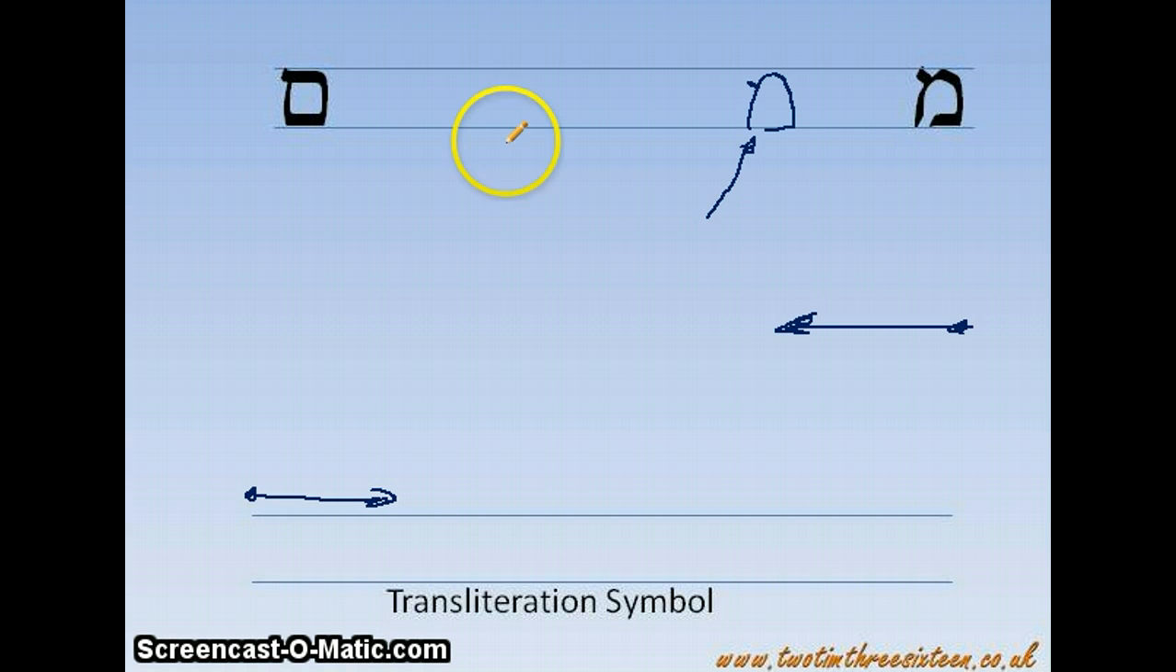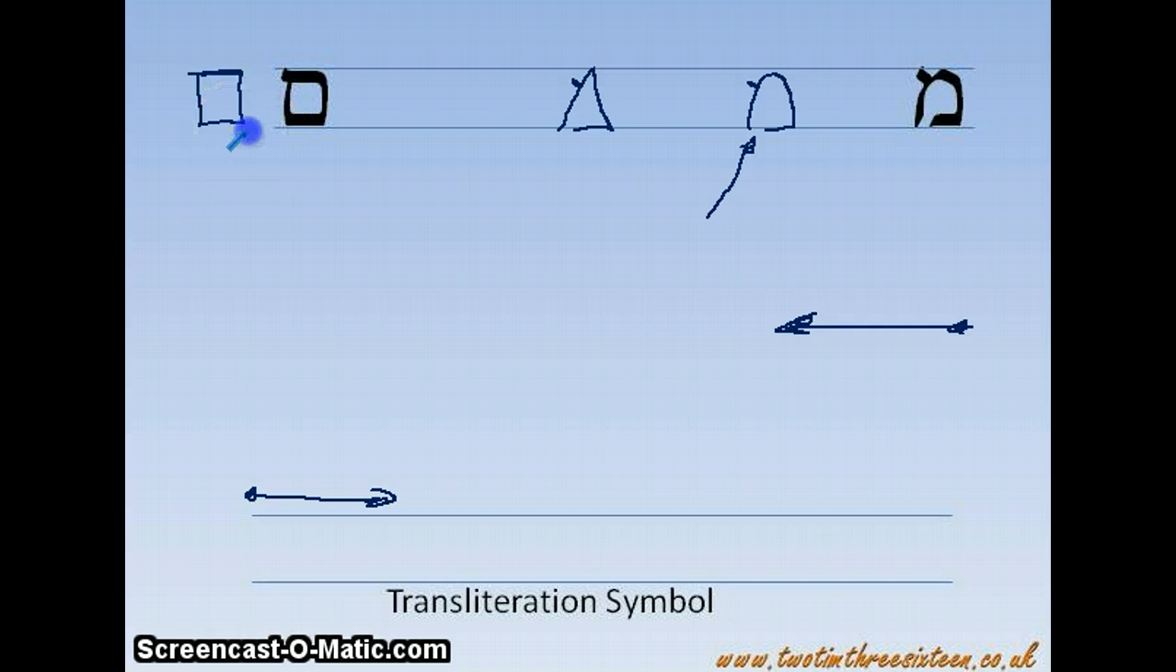Another way of drawing the Mem is going to be as a triangle, and many students find it easier to do it as a triangle, still leaving that gap there and still with a little cap on it there. Either way is acceptable. This is the Mem as it would appear at the beginning or in the middle of a word. And at the end, the final form is like this. Very, very similar. This time it's just going to be like a square with a little cap. That I think is the best way of doing it.